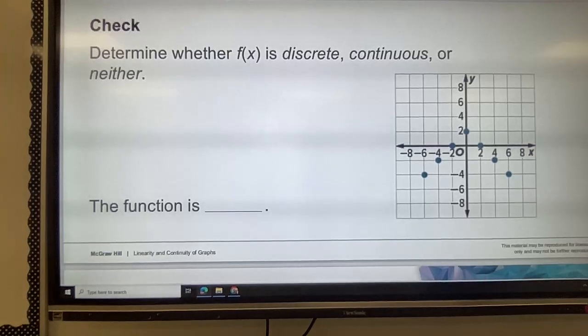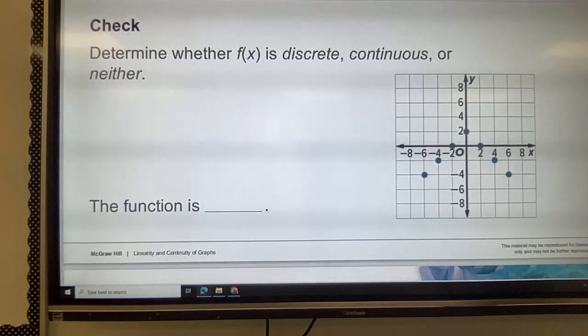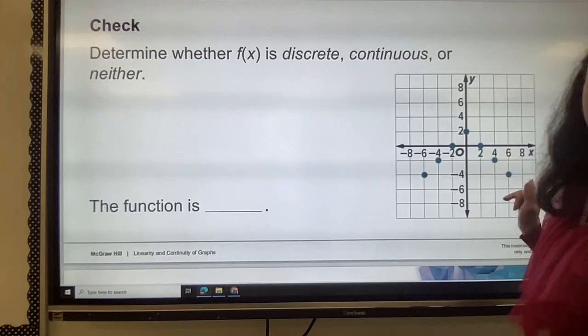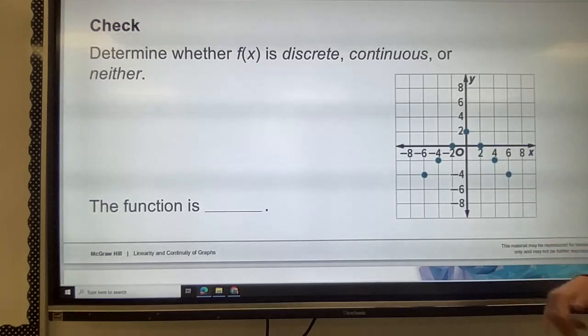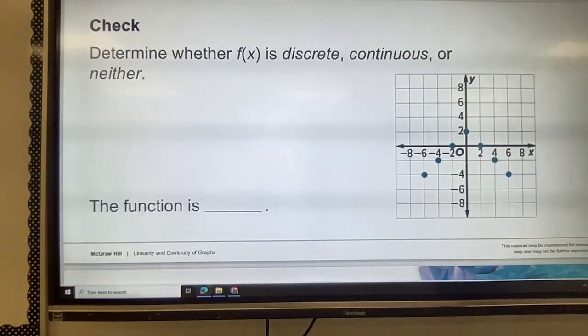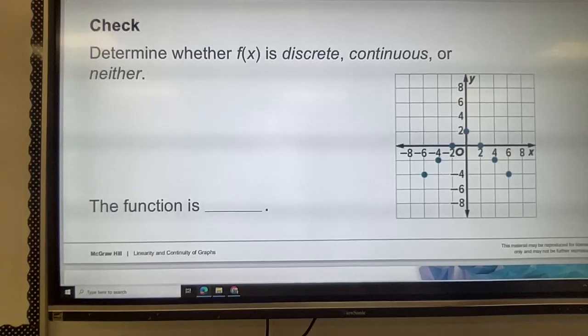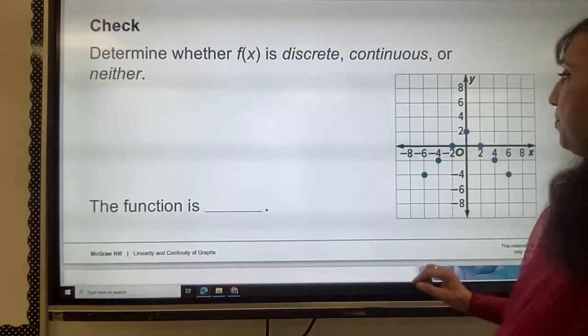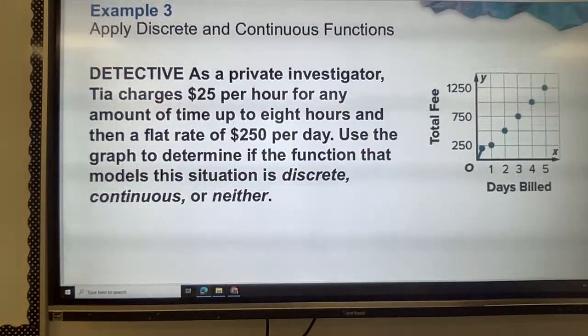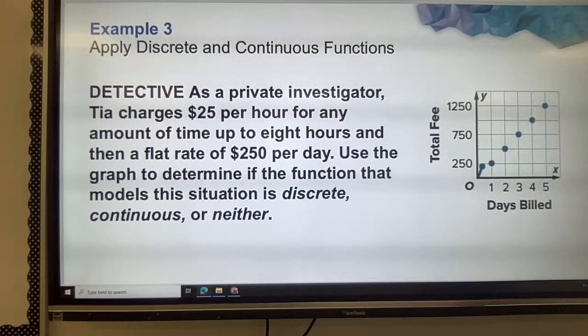Okay? So, because what is happening? The domain and range are sets of individual values that are provided. So this is a discrete function. All right? So, let's go on to a problem, which is here. So apply discrete and continuous functions. And let's look at this one.